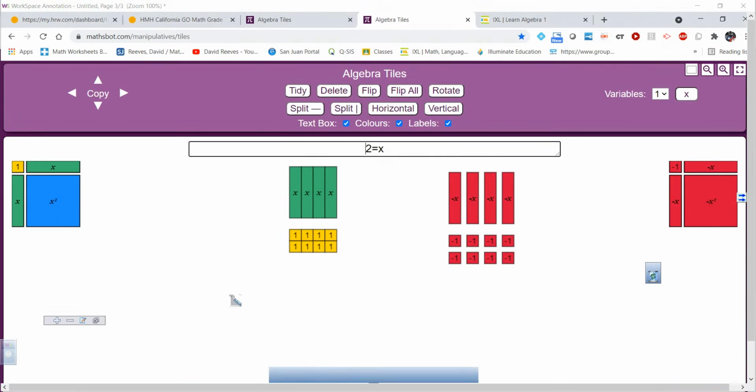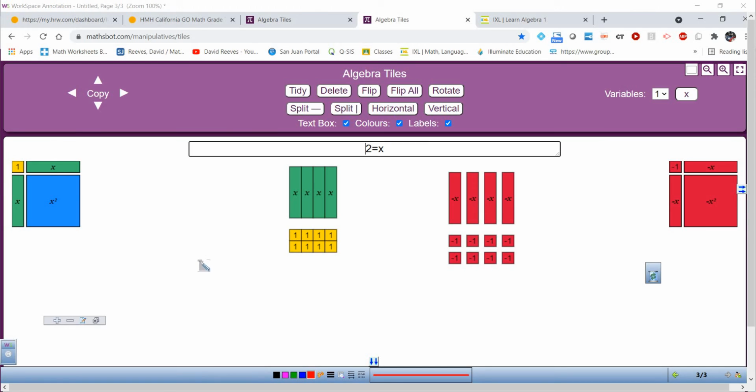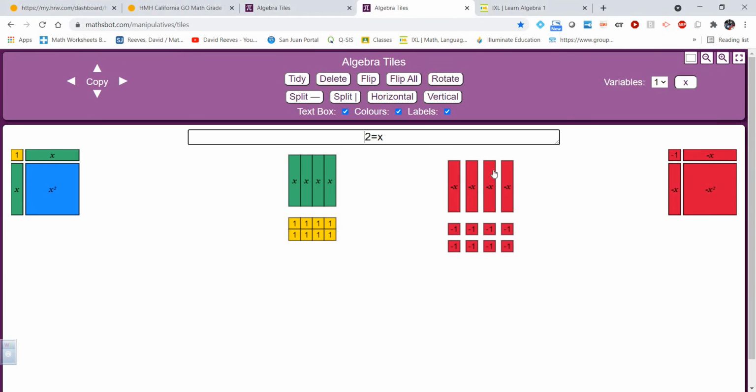Okay? So again, if we go back to our original equation, actually, I don't remember our original equation. That's pretty bad. So it's okay. We won't check it this time.